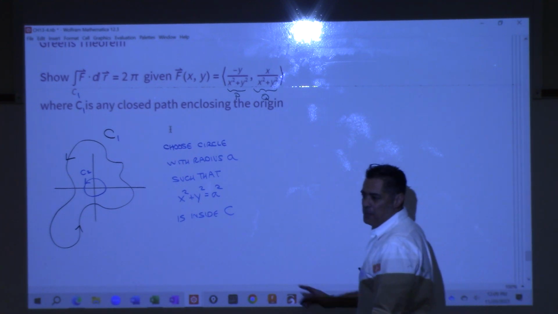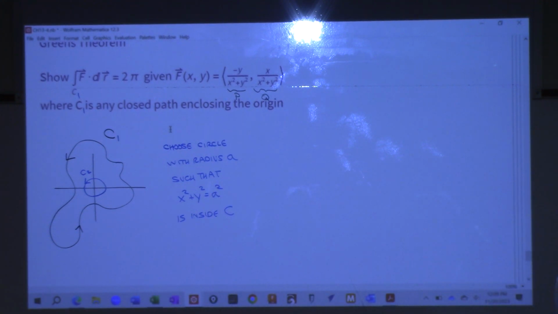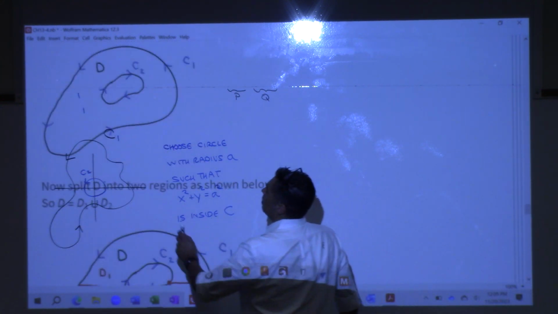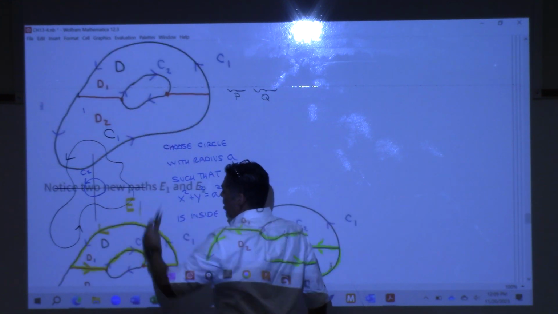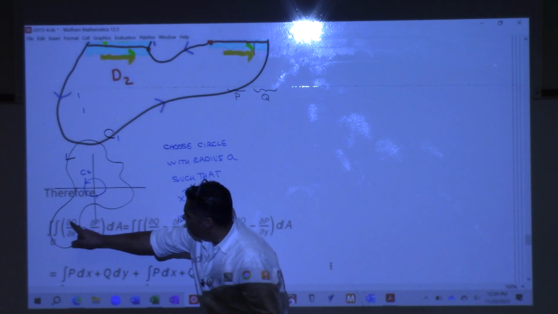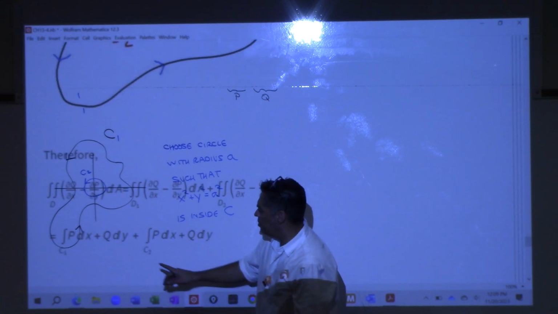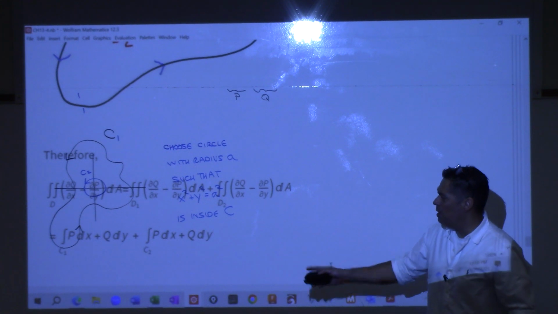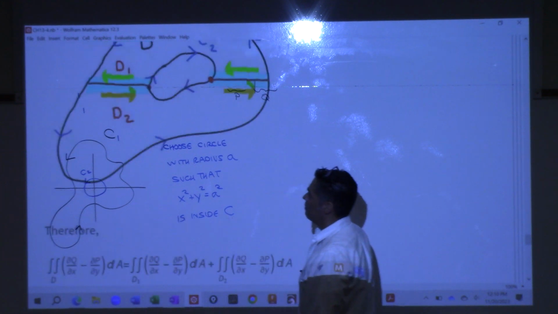But this direction is backwards, right? So let me scroll back up to what we concluded there. We said that if somebody gives us a region D with a hole in it, C1 counterclockwise, C2 clockwise, then the double integral of partial q with respect to x minus partial p with respect to y turns out to be the sum of these two line integrals over C1 and C2. We're going to have that formula, but since our C2 is in the opposite direction, as you pointed out, this is going to be a minus, isn't it? You all got that?